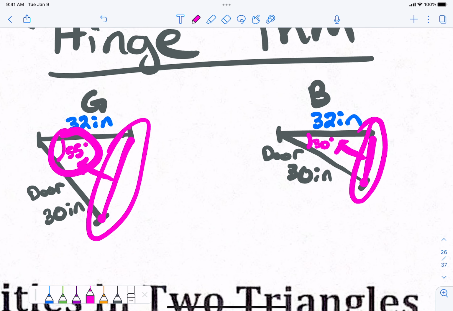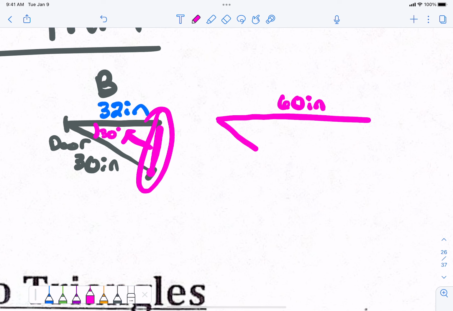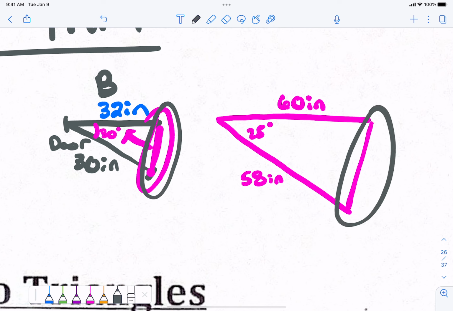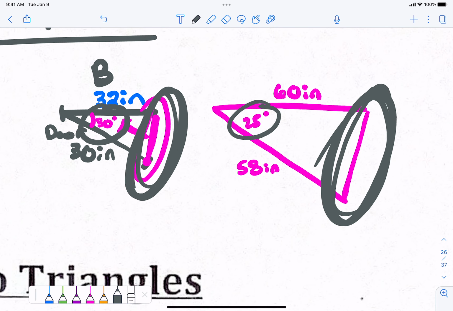Now here's what needs to take place though. Let's say we're comparing the boys' bathroom to something that is now 60 inches versus the doorway being 58 inches, and this is only 25 degrees. Now we are comparing this to this. This is open 30 degrees. This one's only opening 25 degrees. But is this one necessarily bigger than this one? No, because we're talking about different sizes of doors and frames.